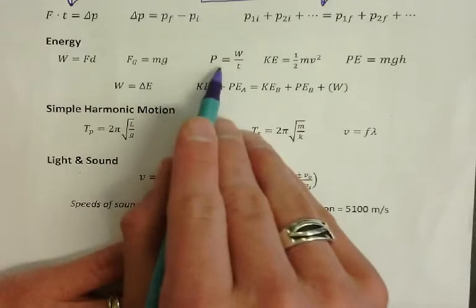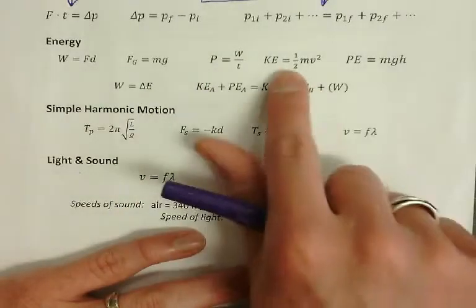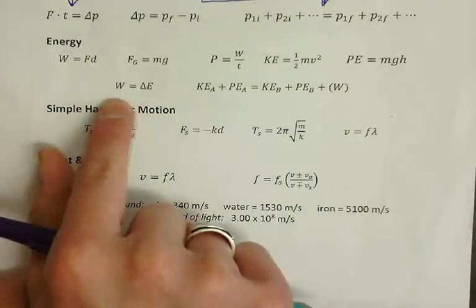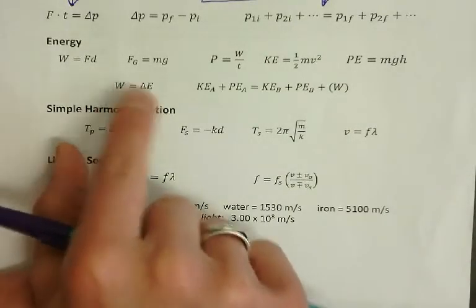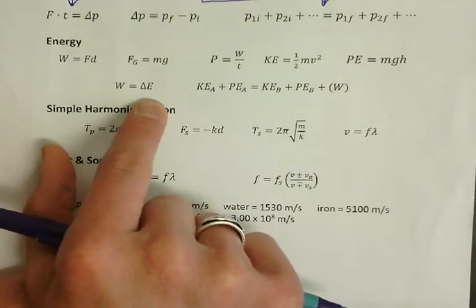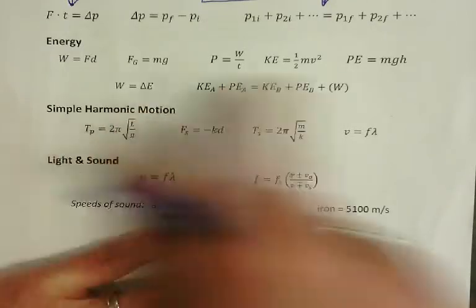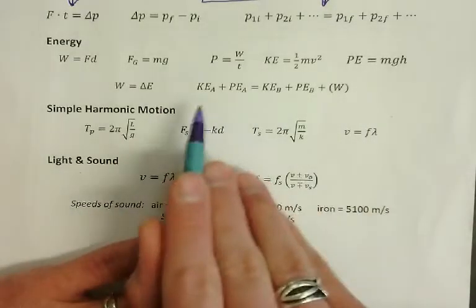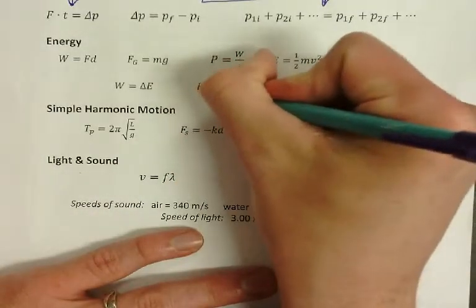This is the power equation. That's pretty straightforward. These are kinetic and potential, also straightforward. This is just to remind you that work causes an energy change. When you do work on an object, it causes its energy to change. And then lastly, we got this equation here. This equation is conservation of energy.